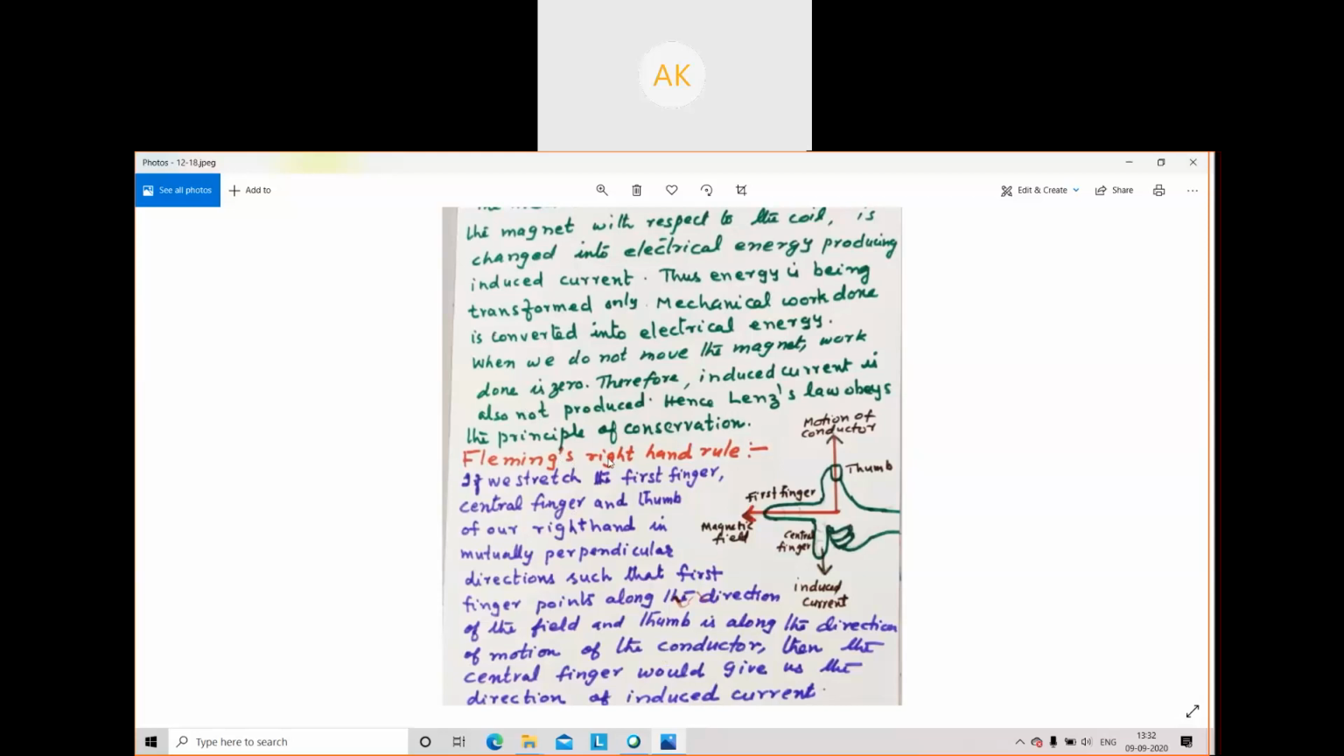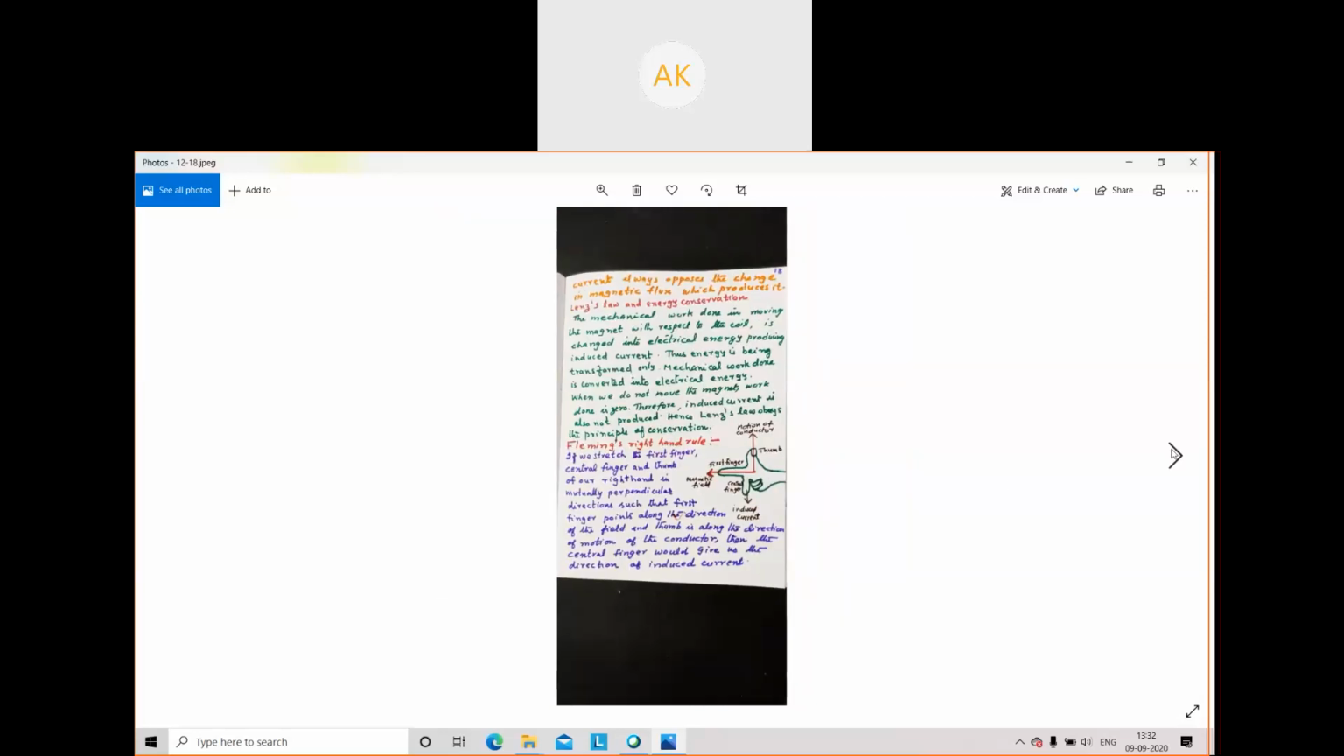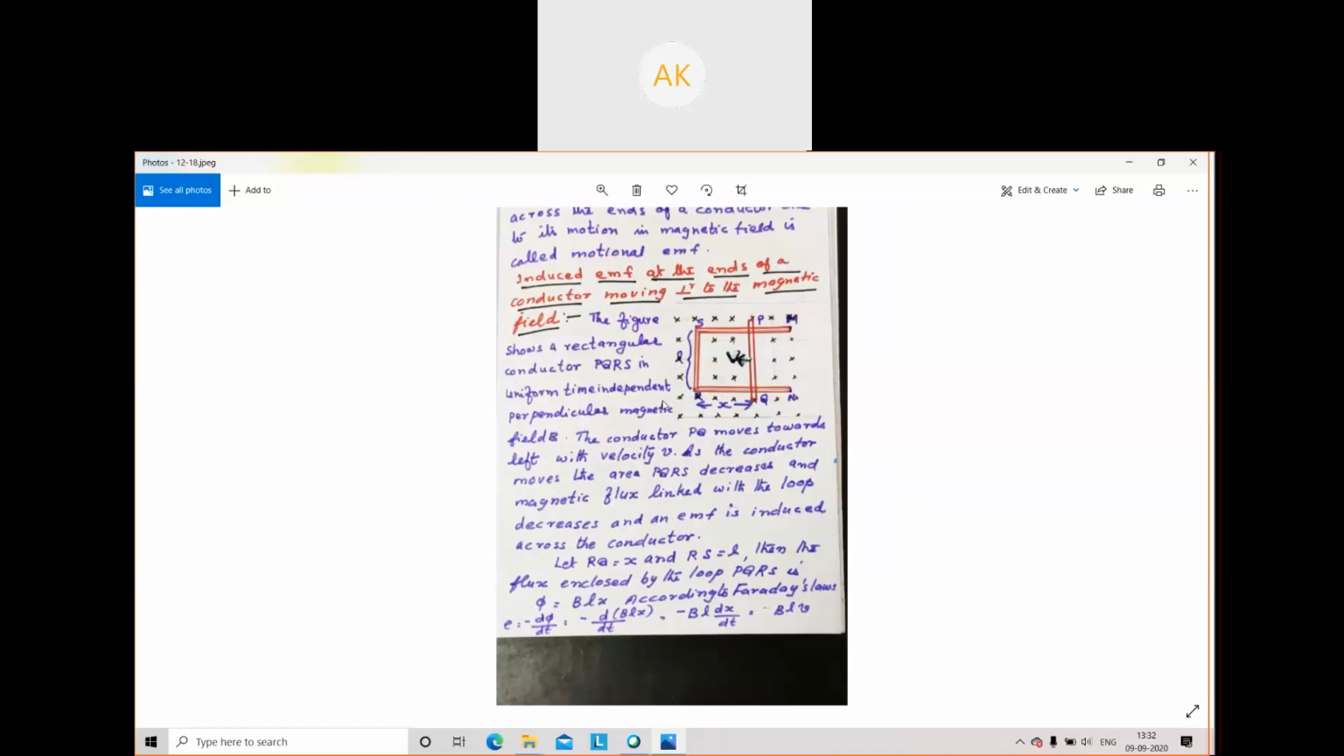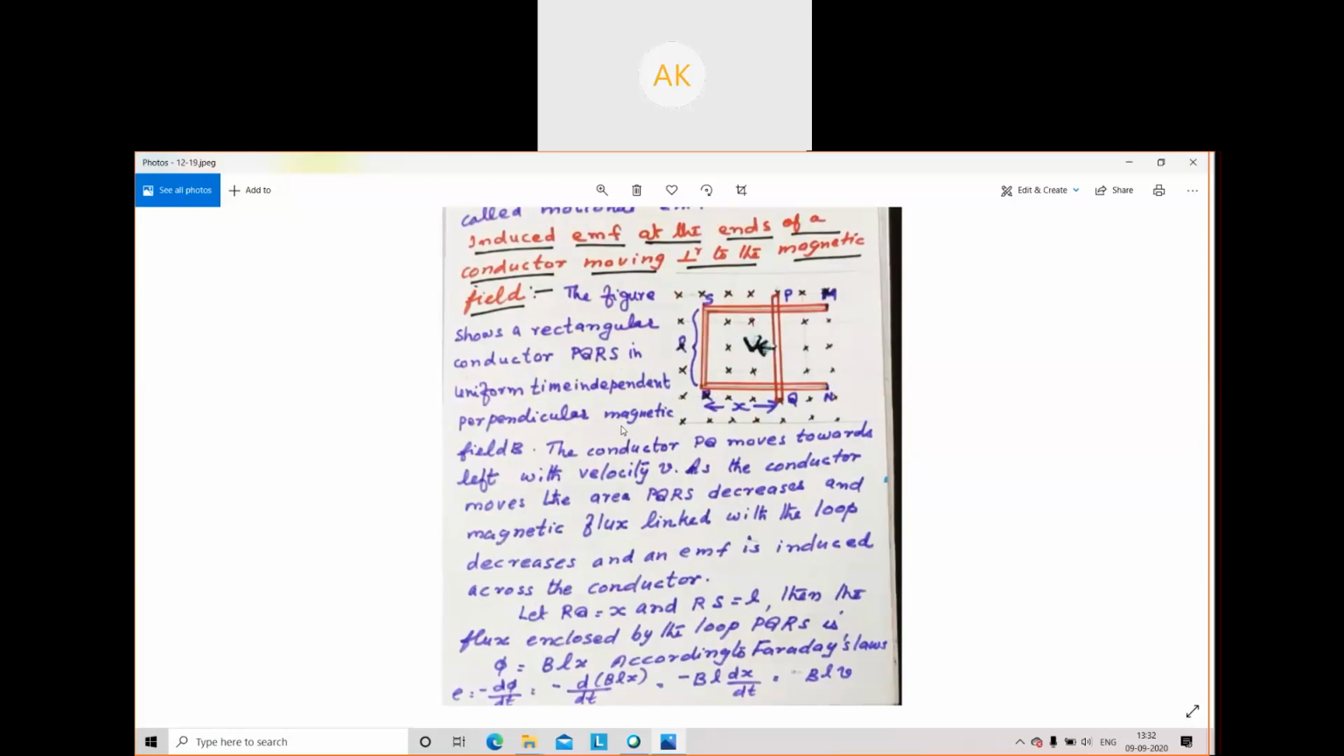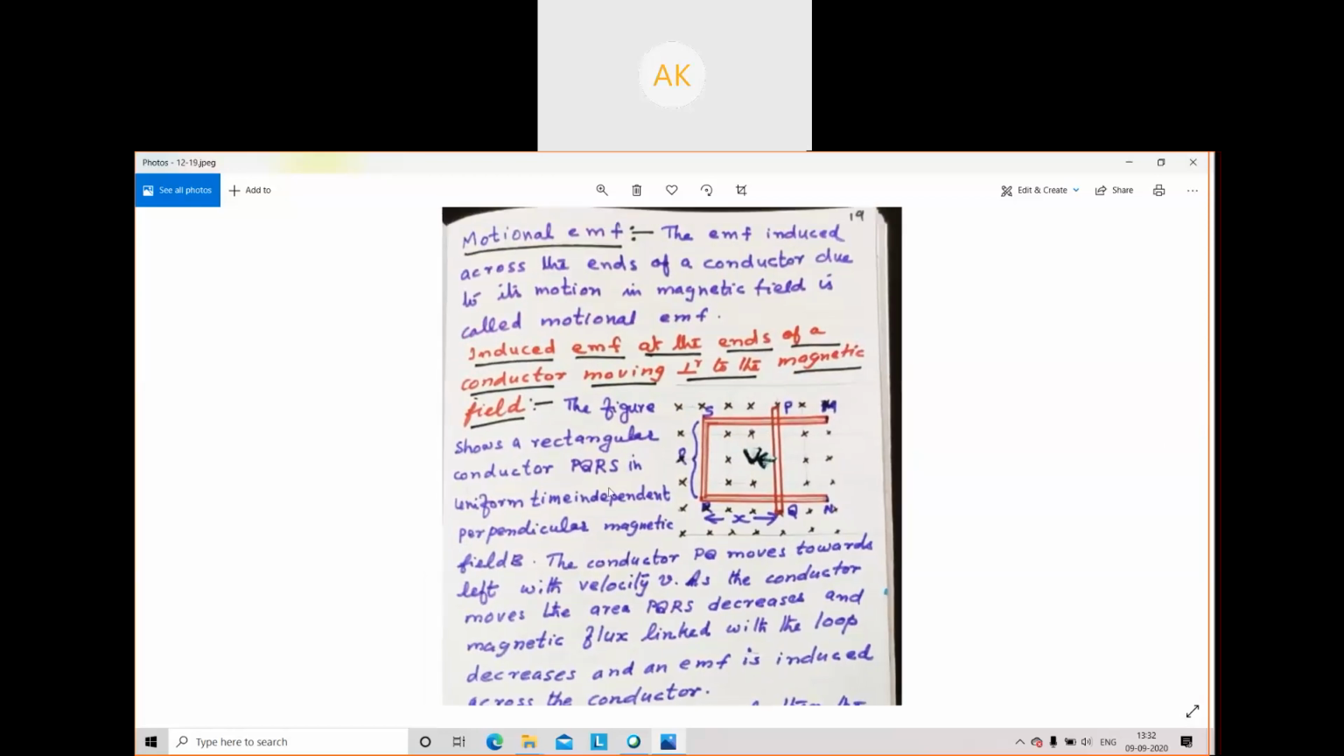All of you study very well. The Lenz's rule, what is Lenz's rule, what are Faraday's laws, what is the right hand rule, everything is to be studied well. Okay, motional EMF, very important derivation in electromagnetic induction.